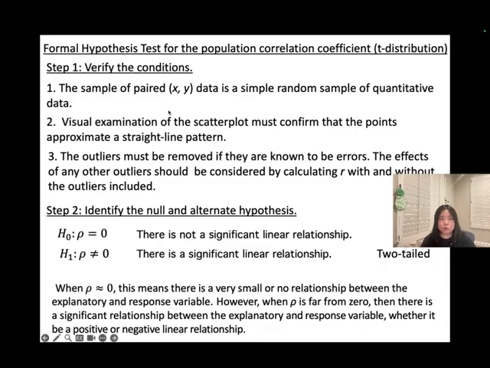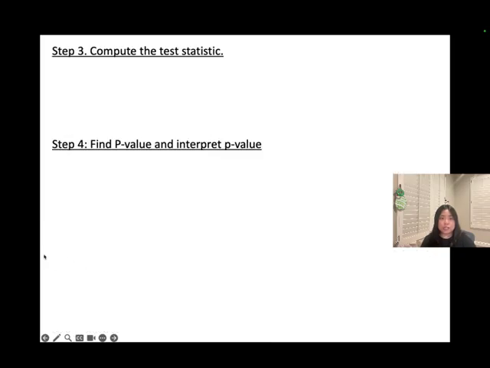Okay, first step, verify the conditions. Second step, state the null and alternate hypotheses. Step 3, compute the test statistic. So this is the formula to find your test statistic. And again, we'll be using the t-distribution.